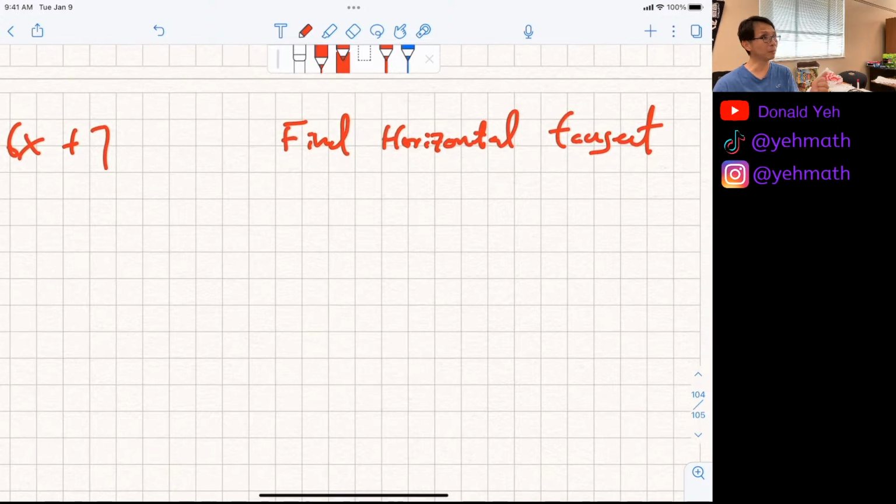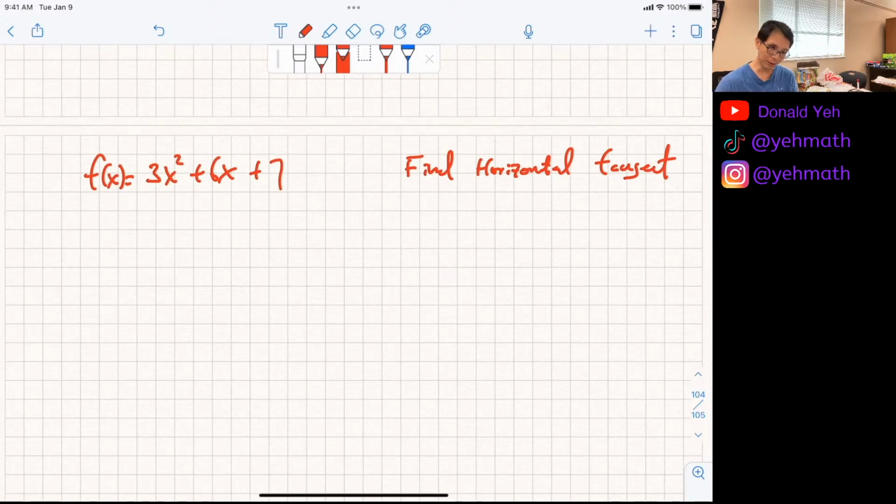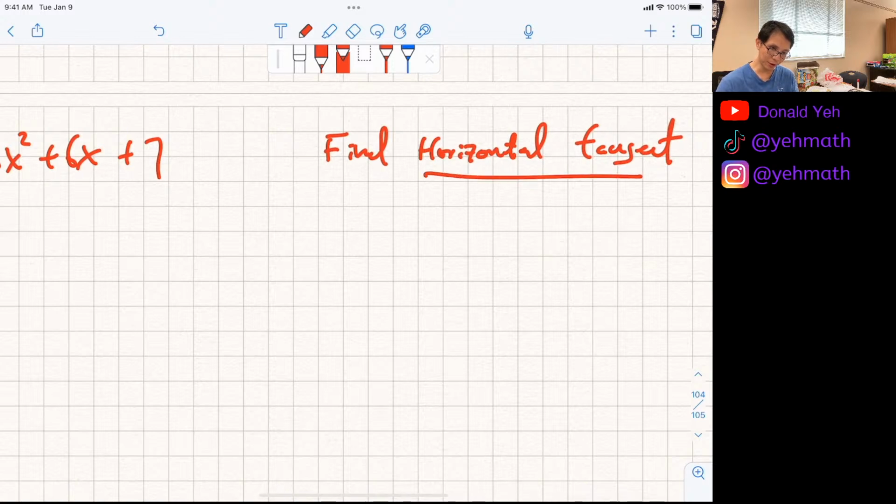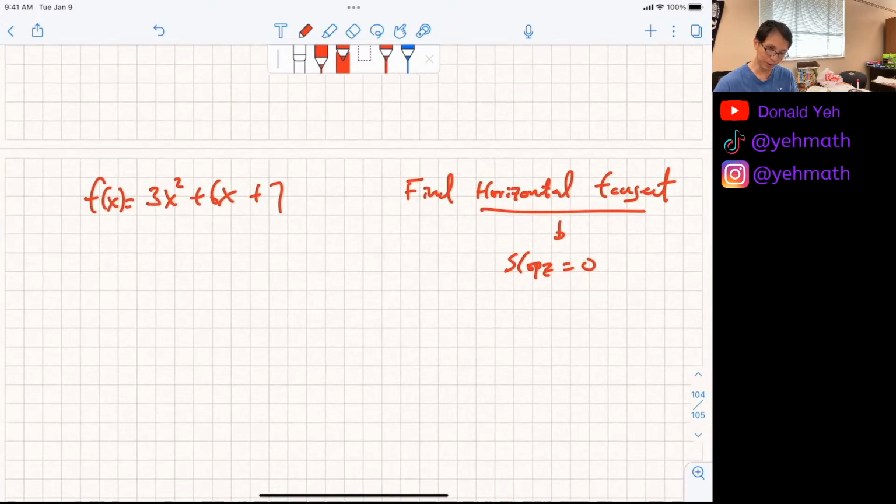So horizontal tangent. Remember, we approached horizontal asymptote earlier in the quiz. We say limit x approaches infinity, but this is not it. This is horizontal tangent. This is when derivative is equal to 0. So when derivative equal to 0, horizontal tangent just means when slope equal to 0, that means f prime of x equal to 0. So can you guys find out where the x value is, where slope is equal to 0?